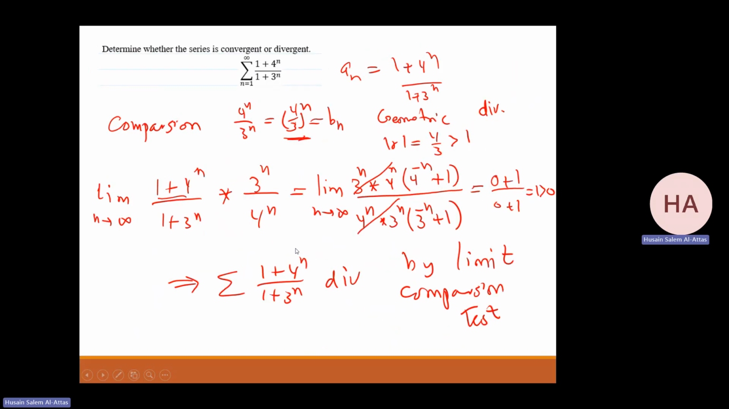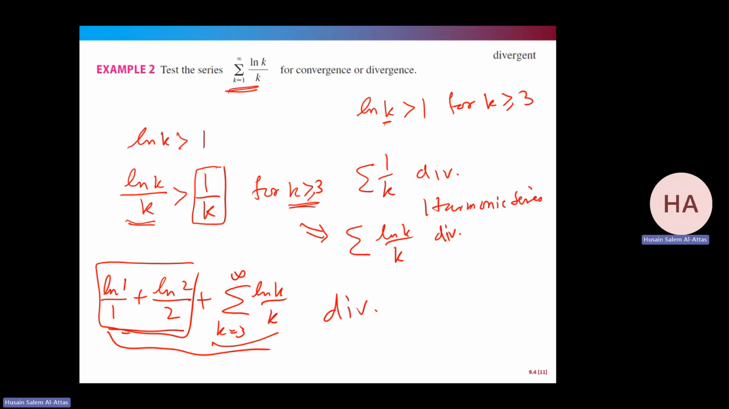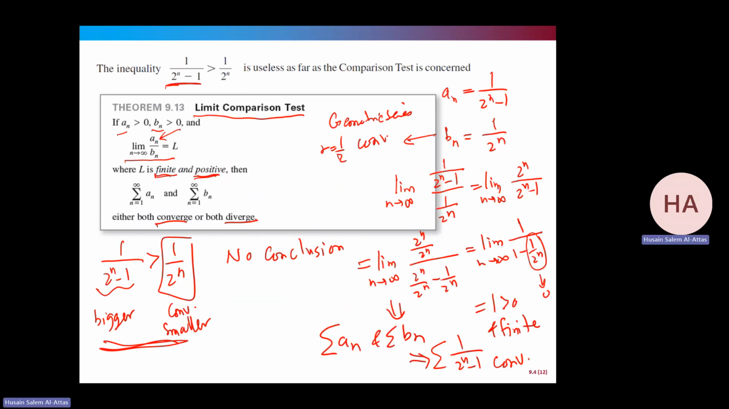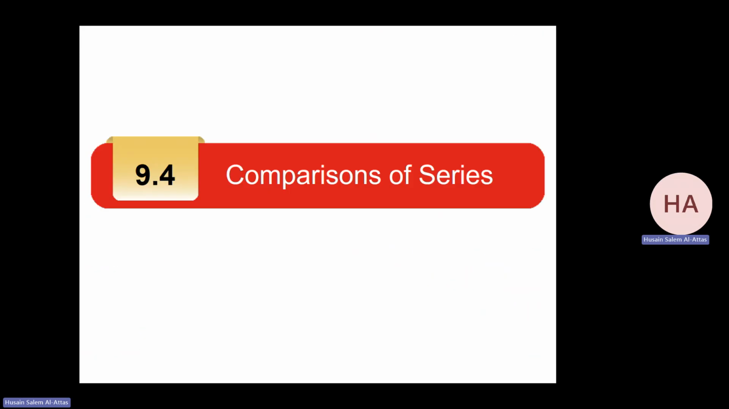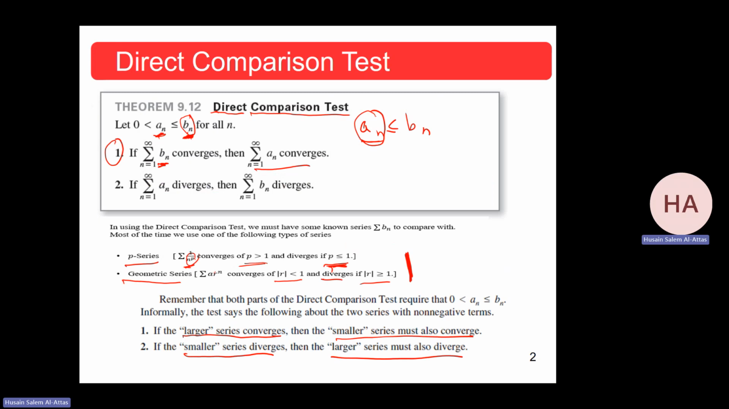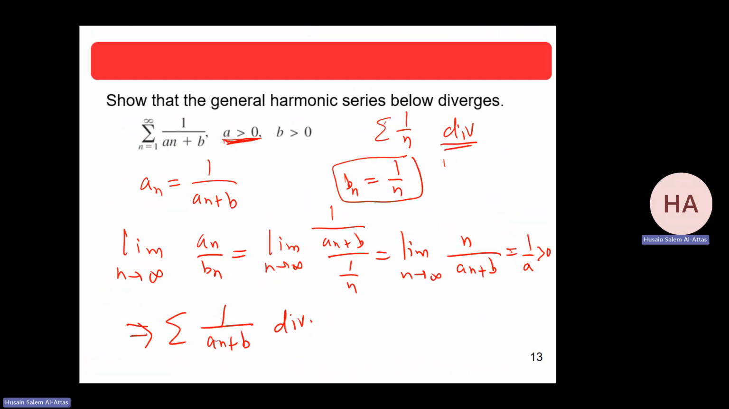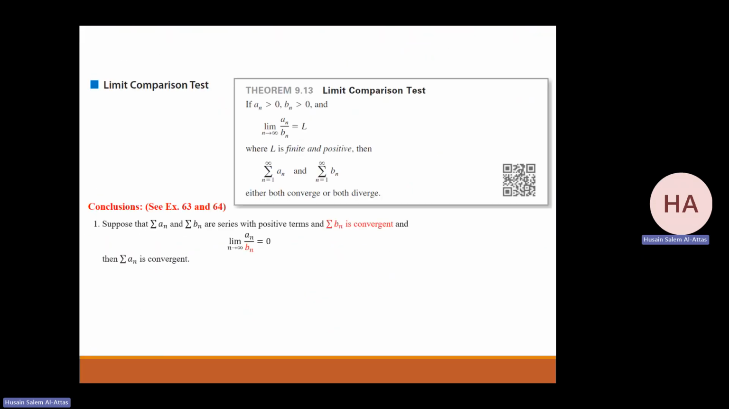I think the idea is very clear. We have this limit comparison test, which is easy. You just need the limit of an over bn to be a finite and positive value. Then either both series converge or both diverge. And we also have the comparison test, where I need to check bigger and smaller. If the larger converges, then the smaller will converge. If the smaller diverges, then the larger will diverge. Here we say it's finite and positive, and this is what I will do in the next video, where we'll do examples.